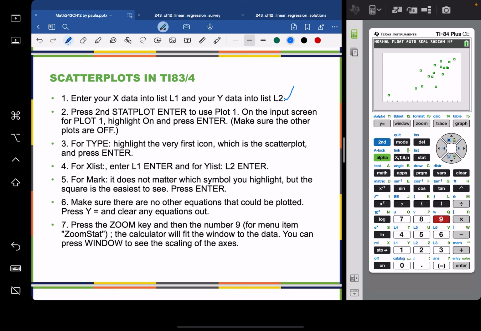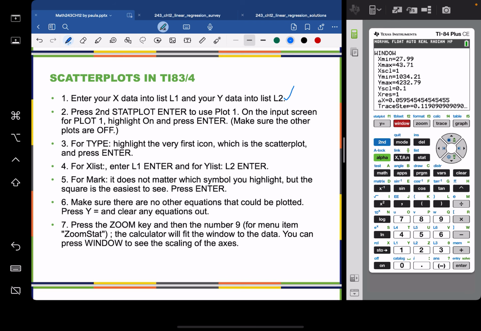You can press window to see the scaling of the axes. So if I press window, I can see that the minimum and the maximum X, 28 and 43. So I could change this to be 25 and 45, and then scale it by 5-week increments. Maybe 4-week increments would make sense, because then it's more of a month thing. Let's see how that changes the graph. Okay.